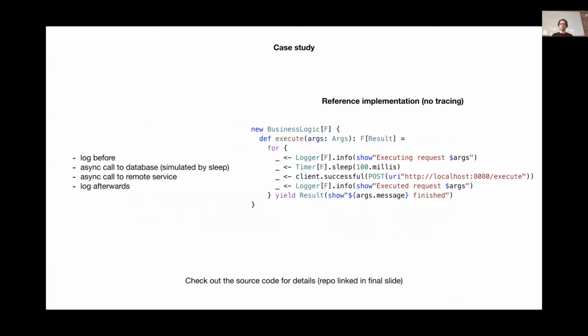So our reference implementation doesn't do any tracing at all. It doesn't do any MDC explicitly at all. We just have some parameters to a function that are not trace related. This is just like domain data.